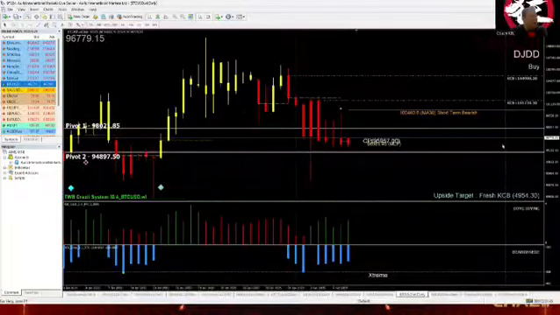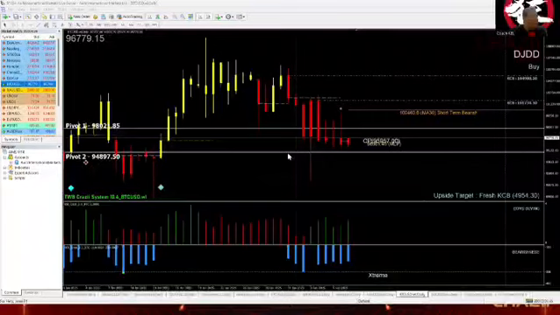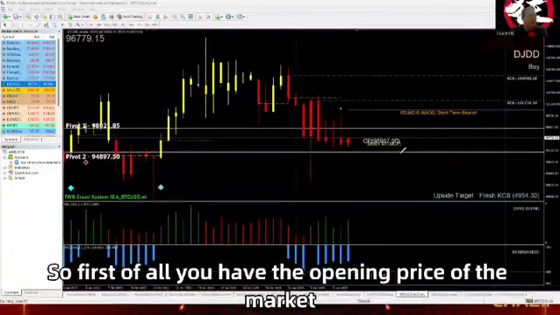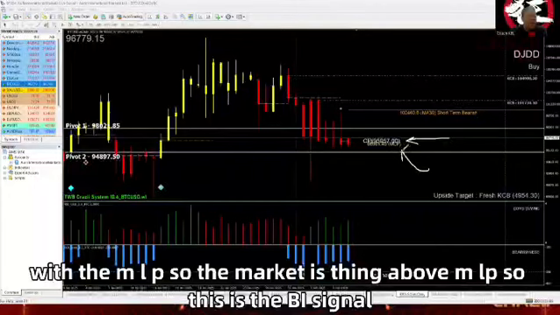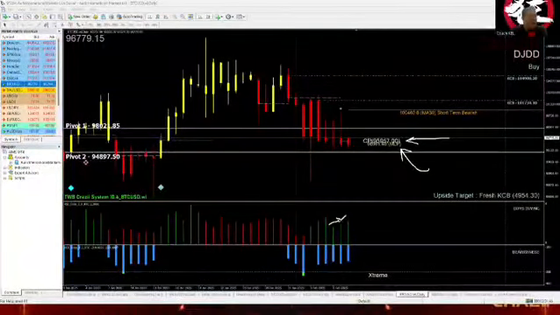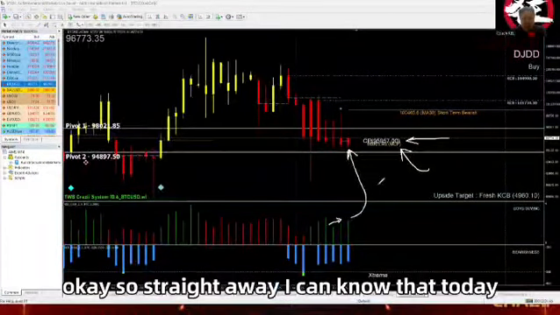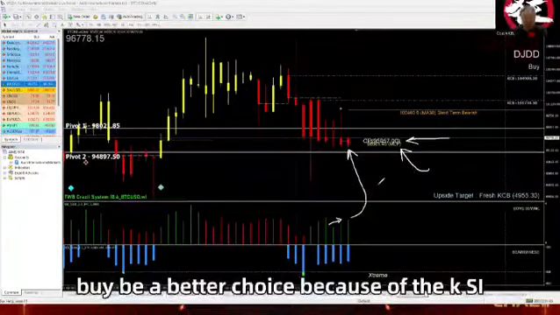Okay. So if you want me to interpret this chart, I'll explain how it works. First of all, you have the opening price of the market with the MLP. The market is staying above MLP, so this is the buy signal. The KSI, as you can see, is increasing. So today for Bitcoin, to buy is okay. Straight away I can know that buying will be a better choice today because of the KSI.